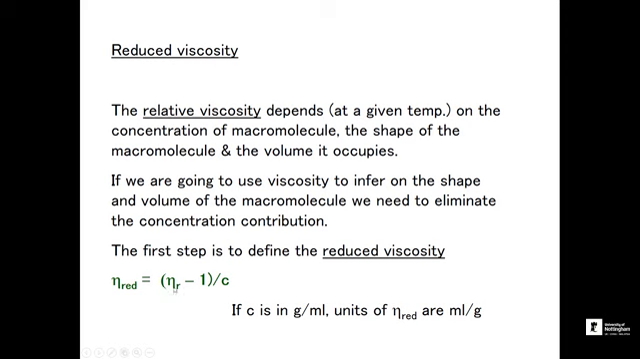It's eta r minus 1 divided by the concentration. So if C is in grams per mL, then the units of reduced viscosity are just the reciprocal of that, mL per gram. That's okay. So that's how we deal with concentration.